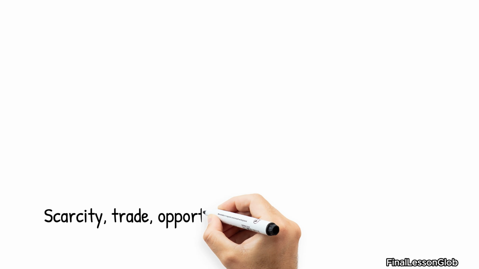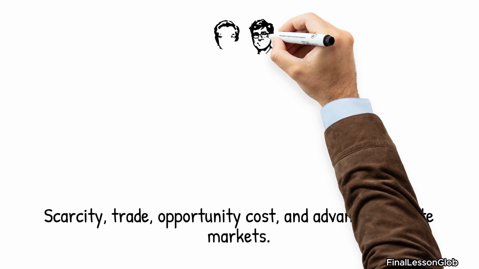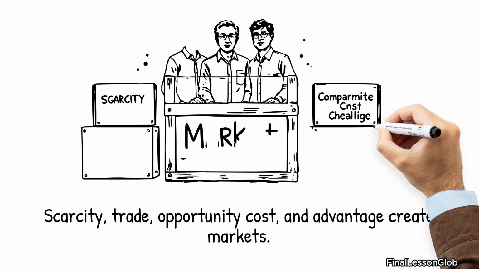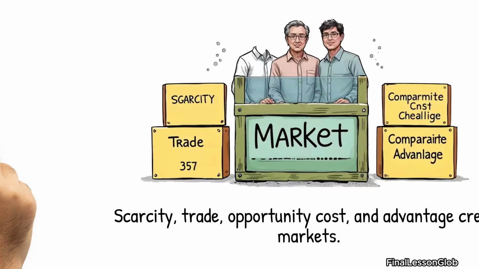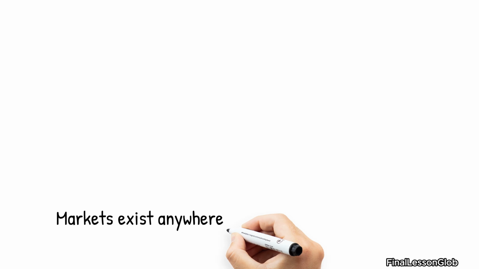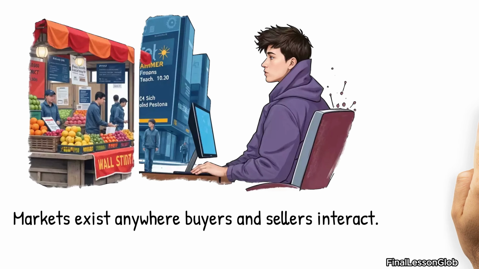Okay, so we've got scarcity, trade, opportunity cost, and comparative advantage. Let's put that in a box and shake it. Boom, you just invented a market. A market is where buyers and sellers interact to exchange goods and services. Could be a farmer's market, could be Wall Street, could be your cousin selling you Fortnite skins through PayPal.